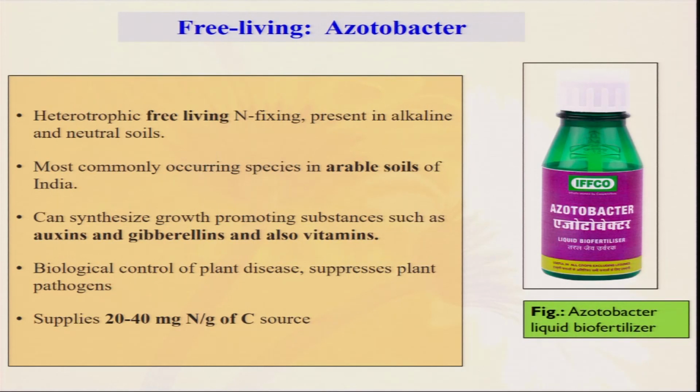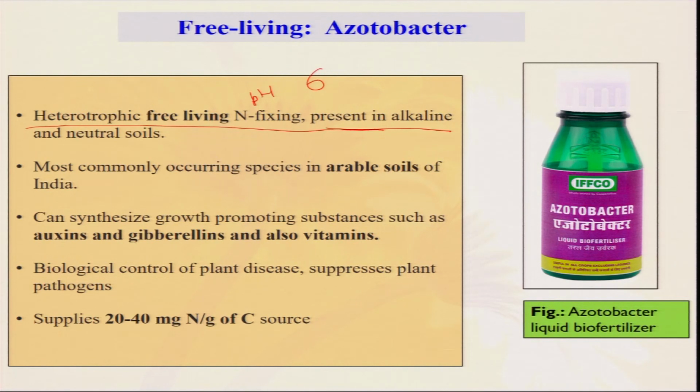This is the free living Azotobacter. They are not associating with plants; they can live freely within the soil. They are heterotrophic, so they take nutrients from different types of soil, but they are mostly present in alkaline and neutral soil. In alkaline soil the pH is a little bit high, more than 7, and neutral soil is 6 to 7.5. So within this pH range, from 6 to 7.3 and above 7.3, this type of free living Azotobacter works well.